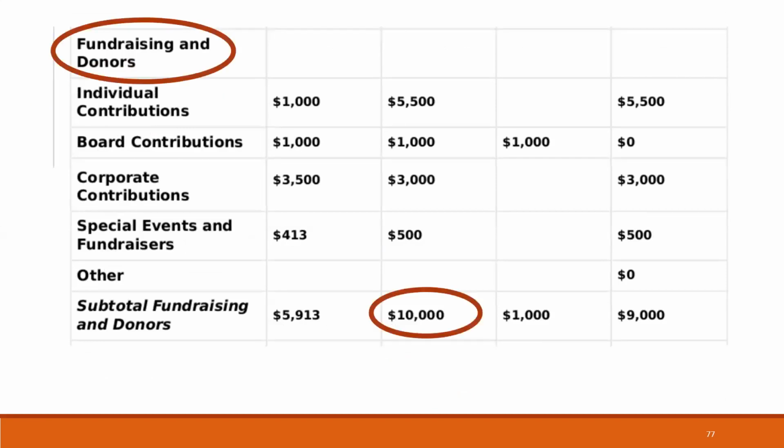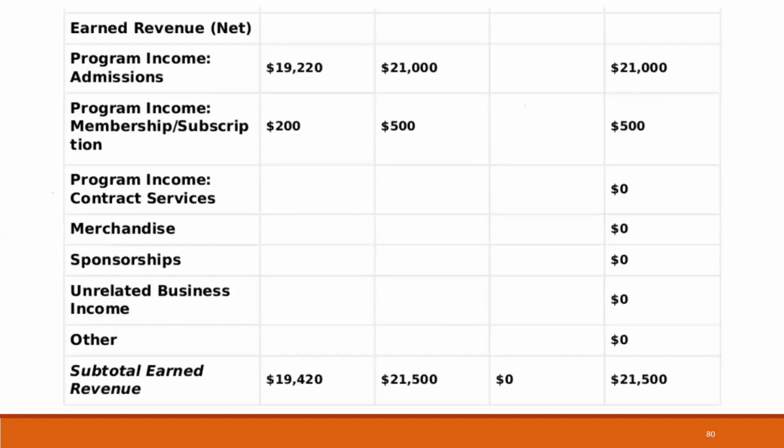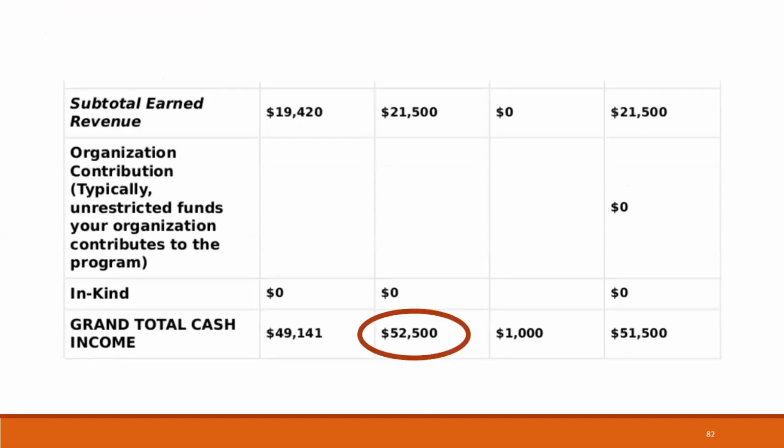Our next section is broken up into fundraising and donors. This is where we can see what individual contributions, board contributions, corporates, or special events they might be using to support this program. And then they also have earned revenue. So does this organization receive ticket sales or subscriptions, etc.? And we are looking, based on the type of program, for a healthy balance here. This then populates down to total income.